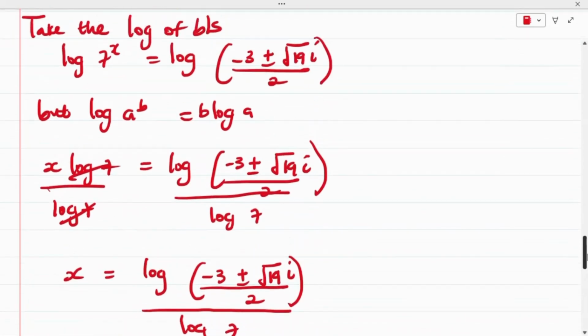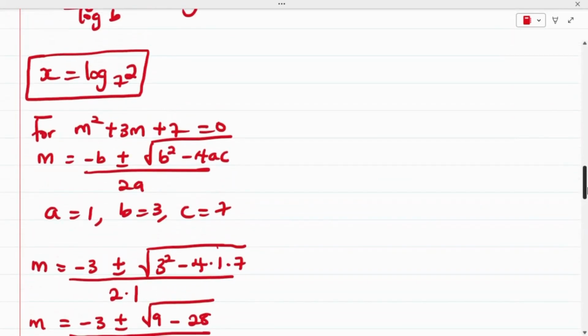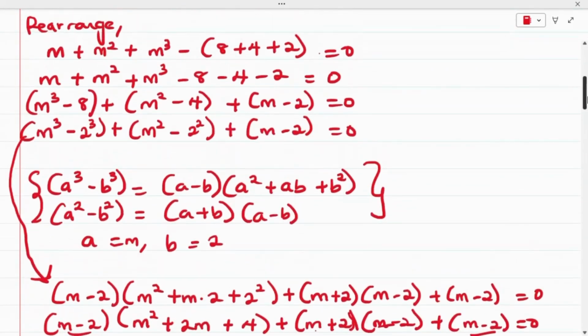So guys, this is how you can solve this nice maths Olympiad exponential problem, and we have been able to find the value of x.